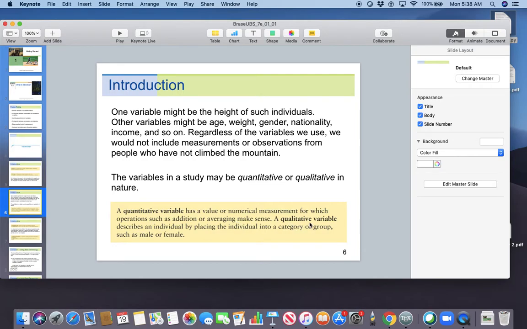But quality is things like gender, nationality. You cannot add genders, you cannot average genders. Likewise, you cannot add or average nationality. Those are qualitative. All right. So, what is the purpose of a qualitative variable? Well, you will be able to place the individual into a category or a group.